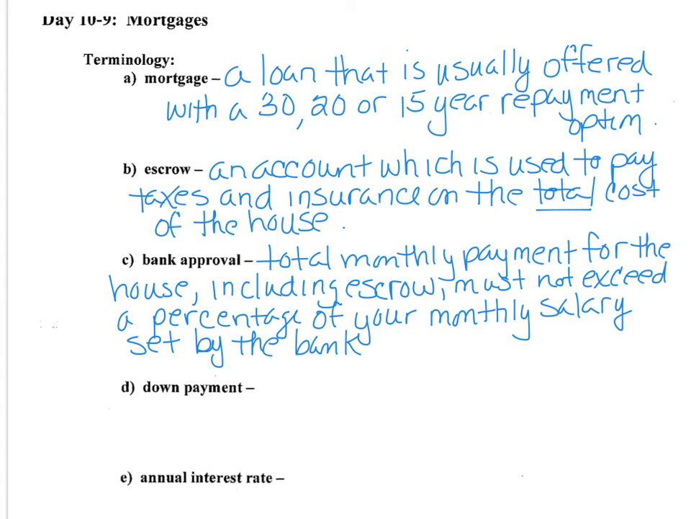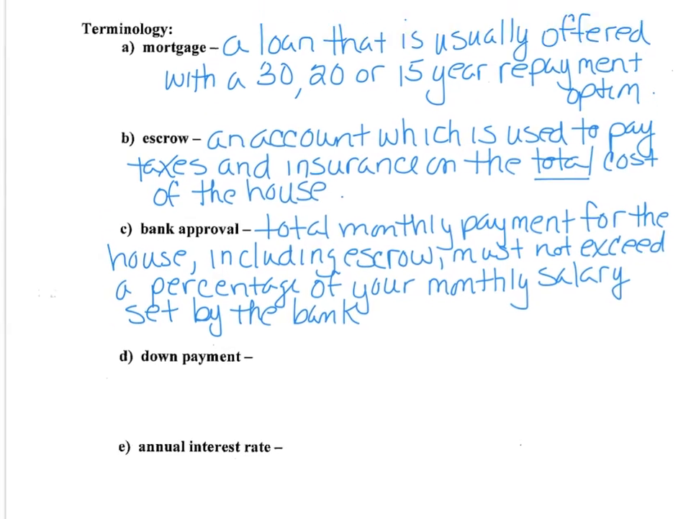So in order for you to get bank approval, the monthly payment for the house, including what you're paying for the escrow account, which covers your taxes and insurance, must not exceed a percentage of your monthly salary set by the bank. So if the bank says that it can't exceed more than 25% of your monthly salary and it does exceed that amount, then they're not going to give you approval for that mortgage. If it doesn't exceed that amount, then you will get approval for the mortgage.